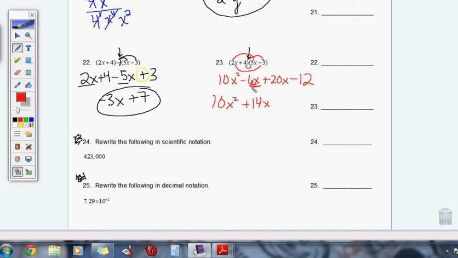And then when I combine like terms here, I'm going to get 10x squared plus 14x. All I do is I say I've got negative 6x's, positive 20x's. When I put them together, I got 14x's. And then I subtract 12. So at this point, you're pretty confident in saying, we're done with that second degree trinomial in descending order.